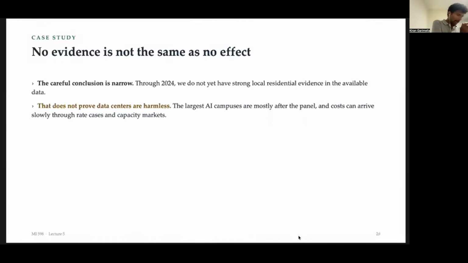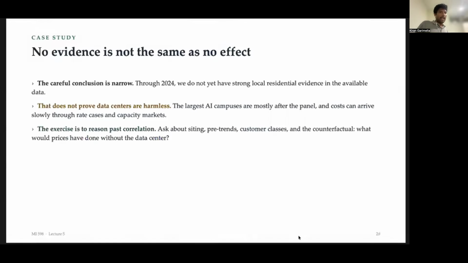The largest AI campuses, the data centers, are being built up now, and the cost of these will arrive in about a year from now or so. So we may be too early in measuring this. And again, this is a very good exercise to think past correlation, right? As humans, we usually quickly try to make these sorts of connections, but this may not always be true.